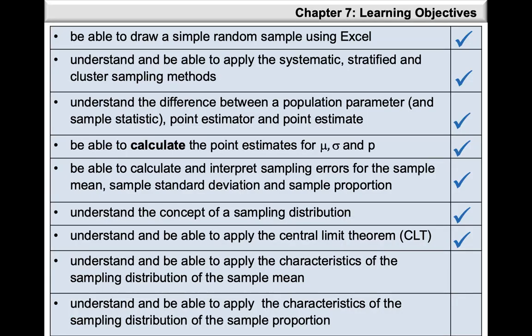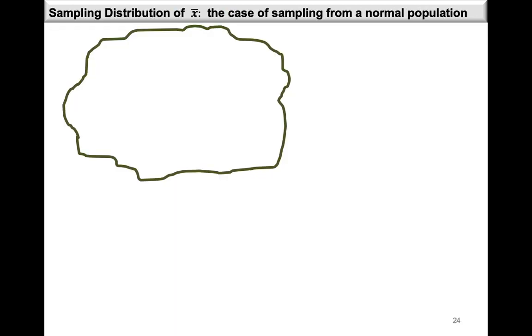In this video, we're going to take a look at how to apply the characteristics of the sampling distribution of the sample mean, specifically when we sample from the normal distribution. So the underlying distribution of our population is the normal distribution, and it's a symmetric bell-shaped distribution. The population mean is mu, and the population standard deviation is sigma.